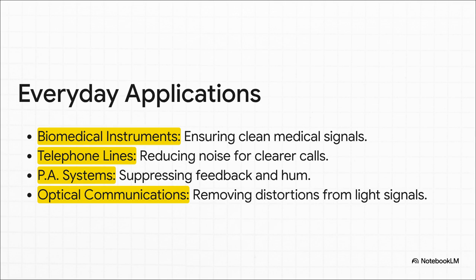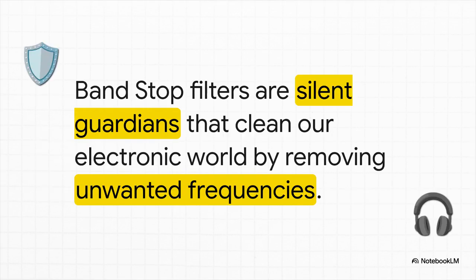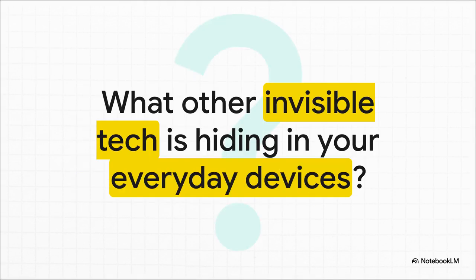And these things are everywhere, often in systems where you really need them to work. They make sure signals are clean in biomedical instruments, they reduce noise on our phone lines, they stop that awful feedback squeal in PA systems, and they even purify the light signals in the fiber optic cables that power our internet. So when you boil it all down, band-stop filters are these silent guardians of our signals. They are these incredible precision tools that make our electronic world a lot less noisy and way more reliable. It really makes you wonder, doesn't it? What other tiny, invisible bits of tech are working tirelessly inside the devices we rely on every single day?